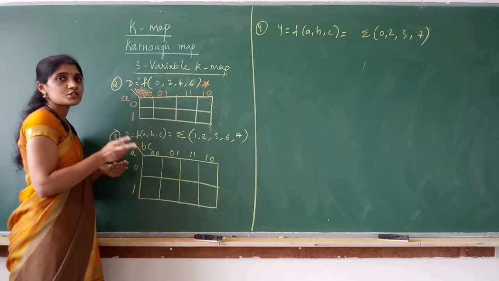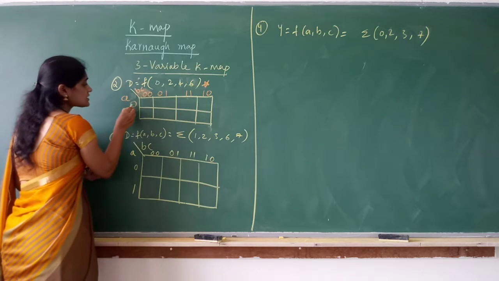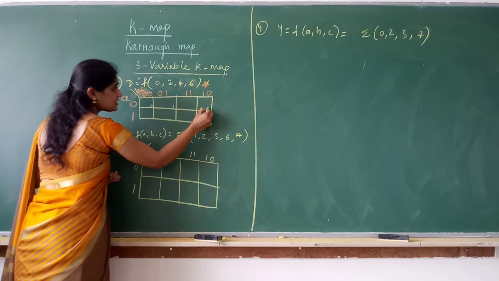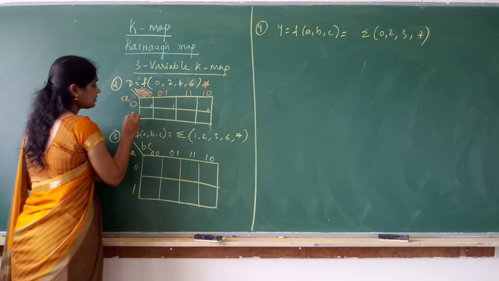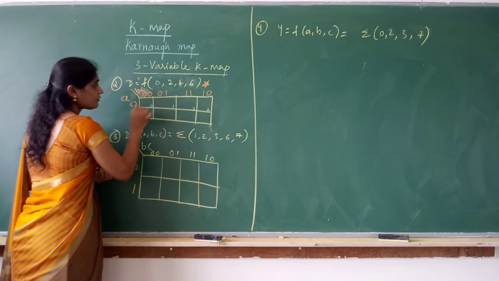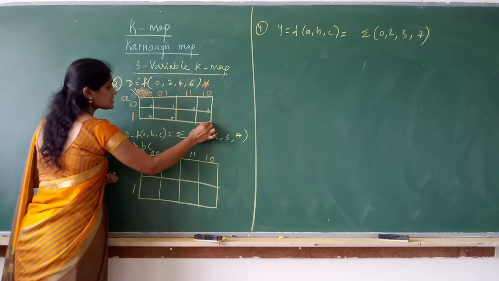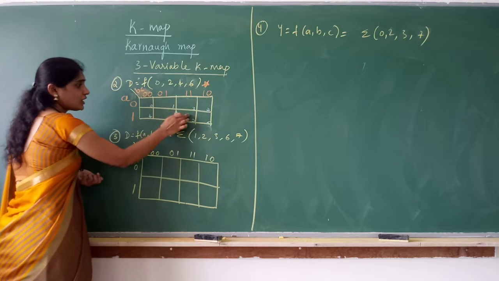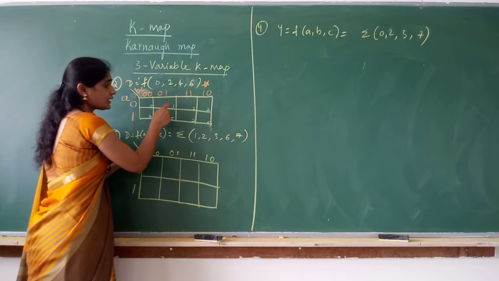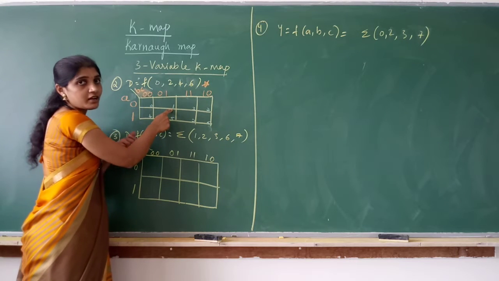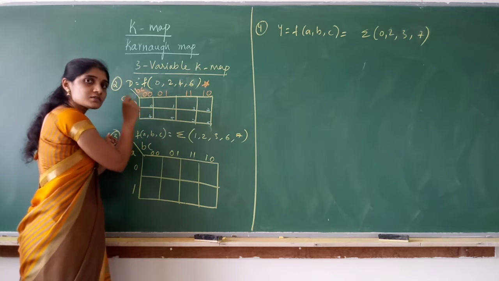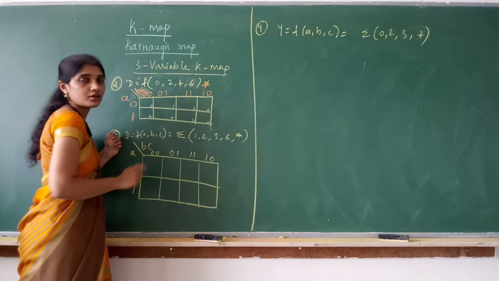Now, the second step is to name the cells. So, name the cells: 000 is 0, 001 is 1, 010 is 2, 011 is 3, 100 is 4, 101 is 5, 110 is 6, 111 is 7. When you name the cells, don't write the cell number big, because it is just for our reference, that is not the min term. So write it in one corner, very small, that is only for our reference, okay?